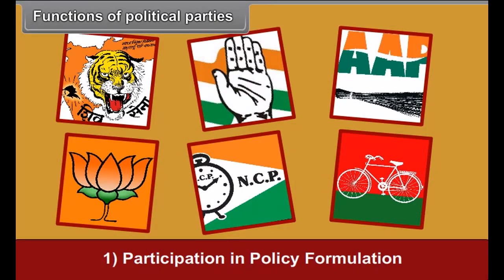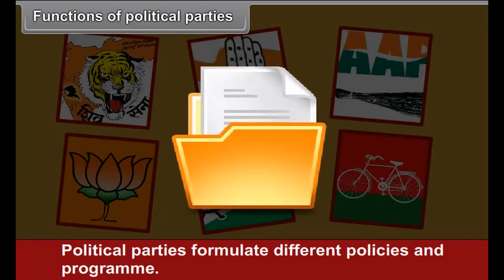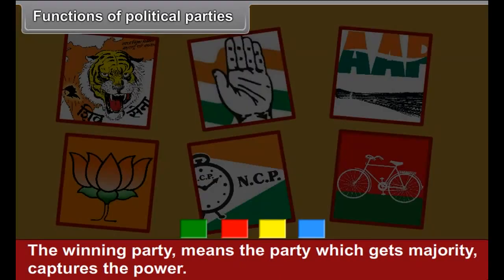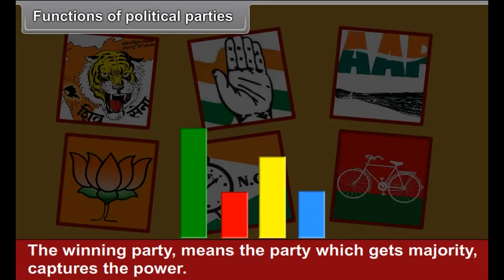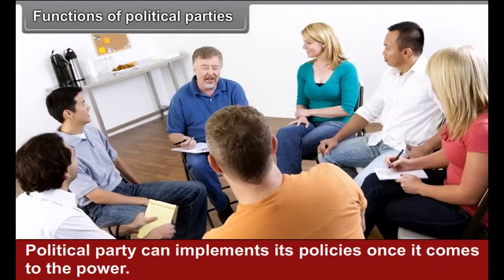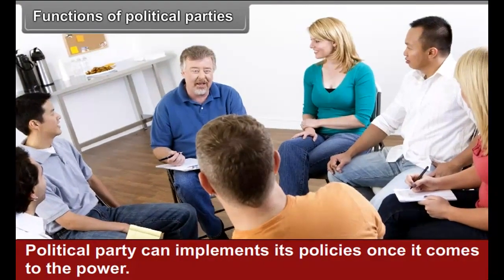They are: first, participation in policy formulation. Political parties formulate different policies and programs. Parties canvass their policies. The winning party, which means the party which gets the majority, captures the power. A political party can implement its policies once it comes to power.